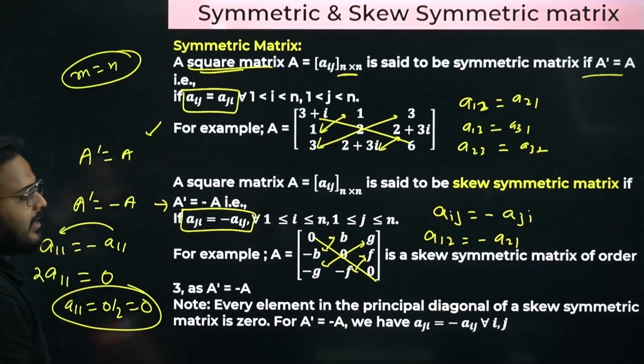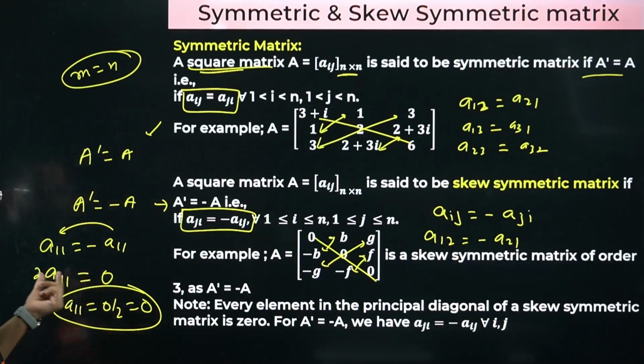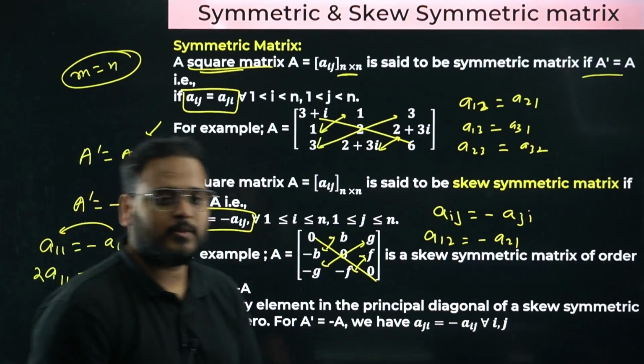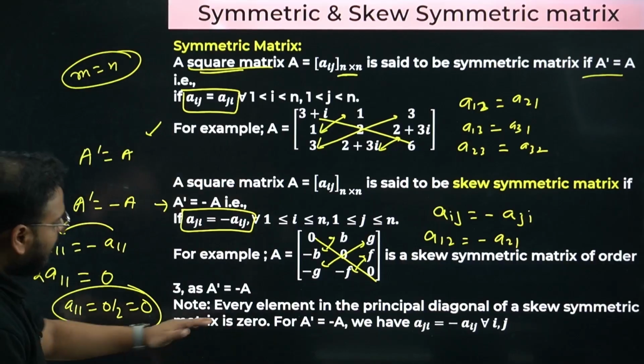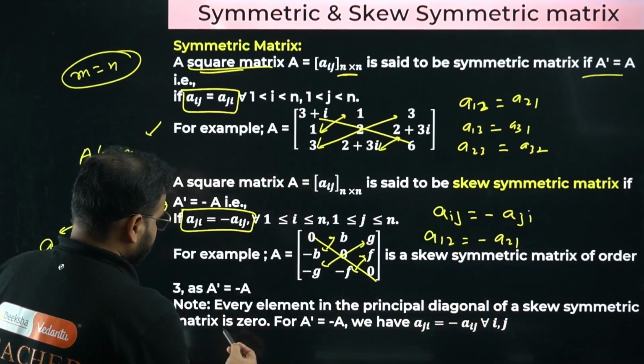Right? Correct? A11 equals negative of A11, so it becomes 2A11 equals 0, which means A11 is 0 by 2, which is nothing but 0 only. Okay, let's move on. Note: every element in the principal diagonal of a skew matrix is 0.